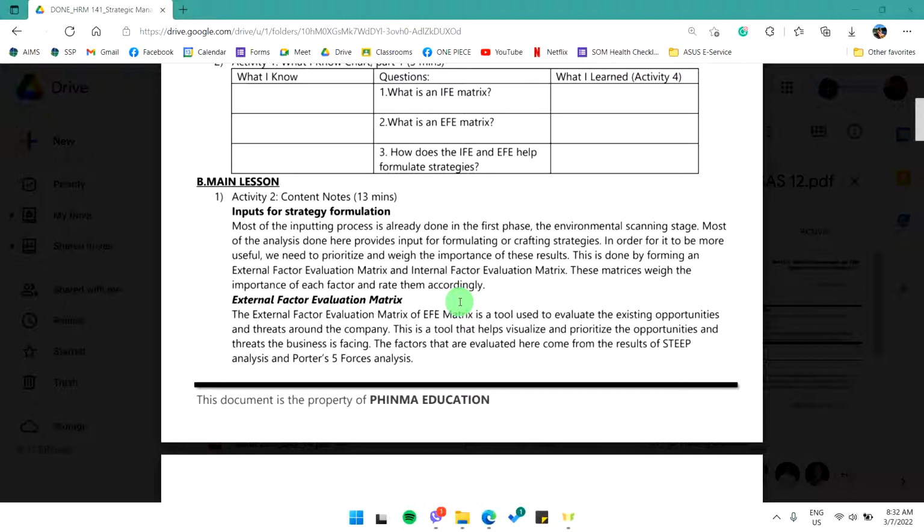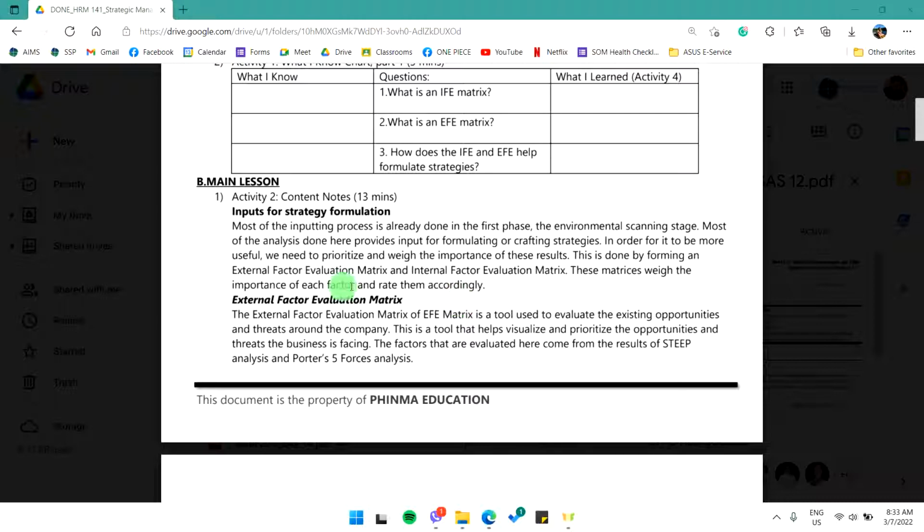Very simple. The objective of this matrix is for us to identify how the company will respond to certain factors, kung gaano ka-importante ang different factors na i-identify natin as strengths, weakness, opportunities, or threats sa ating kumpanya, at kung paano tayo magre-respond sa ganung klaseng opportunities or threats or strengths and weakness.